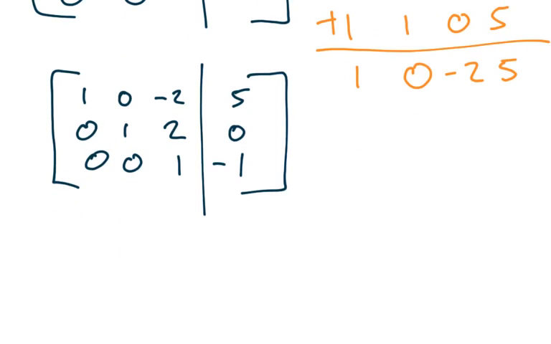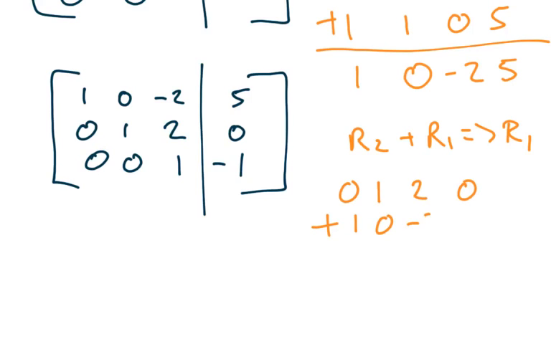Okay. And now what we're going to do is take row 1, and I want this now to become 0. That's easy to do. Just add row 2 to it. So we're going to do row 2 plus row 1, and that'll give me my new row 1. So I'm going to do 0, 1, 2, 0. That's row 2. I'm going to add row 1, and it's going to give me 1, 1, 0.